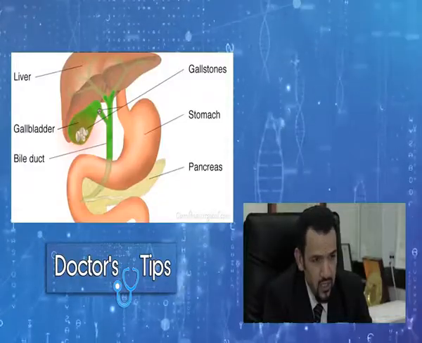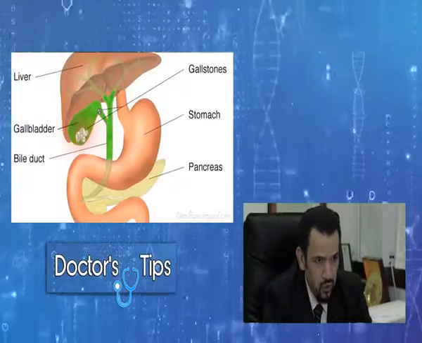Now, if the patient has gallstones, which are stones inside the gallbladder, do we have to do anything for that? No. Not every gallstone has to be removed surgically. The main thing guiding intervention for gallstones is the symptoms. When the patient develops symptoms from the gallbladder stones, then the surgical treatment becomes important.